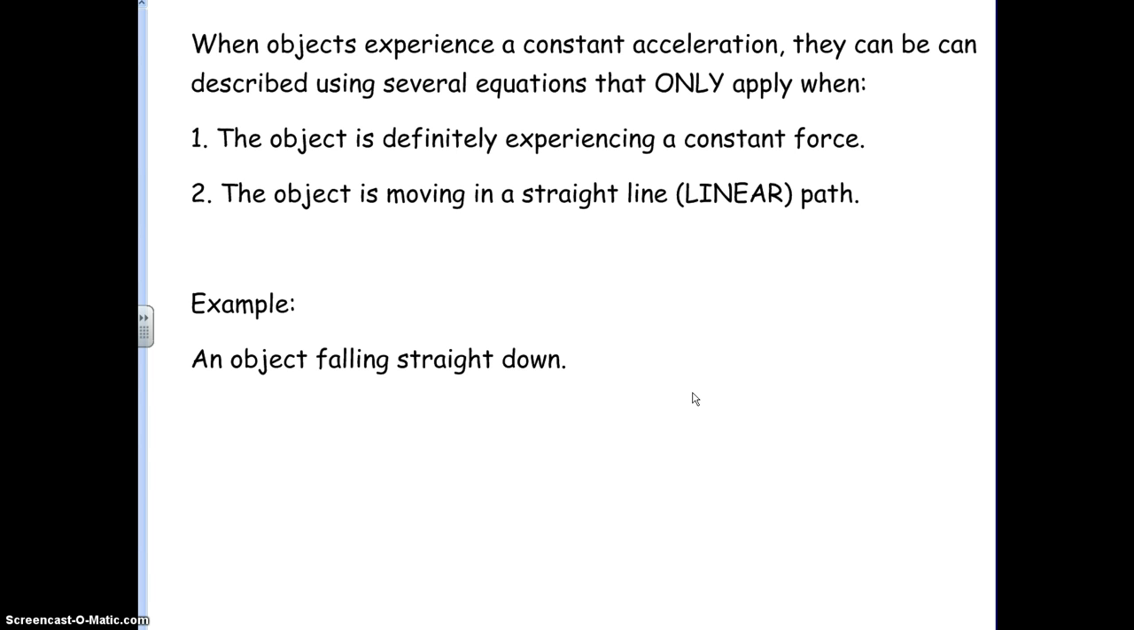But in order to use those equations, we have to be really sure that the object meets two conditions. One of the conditions is that the object definitely has to be experiencing a constant acceleration. So there has to be a constant force pushing or pulling on it. And gravity will always count as a kinematic force. But in addition to that, it has to cause the object to move in a straight line. So this goes for things that are experiencing a constant acceleration in a straight line. A really good example would be an object falling straight down. An object that is falling straight down is experiencing a constant force of gravity and it's moving in a straight line, so it would be considered an example of a kinematic motion.